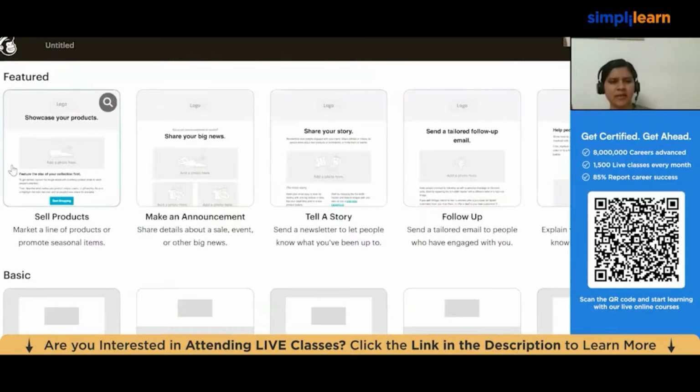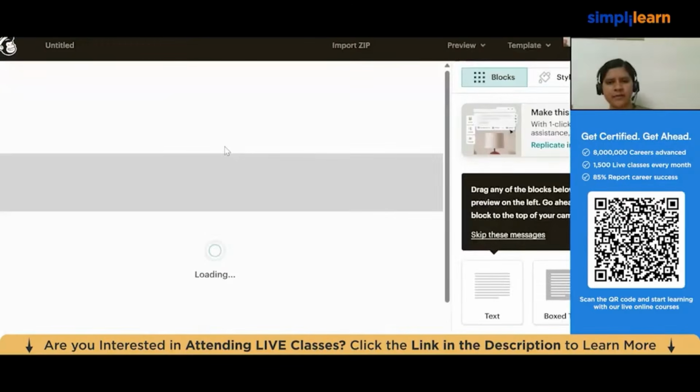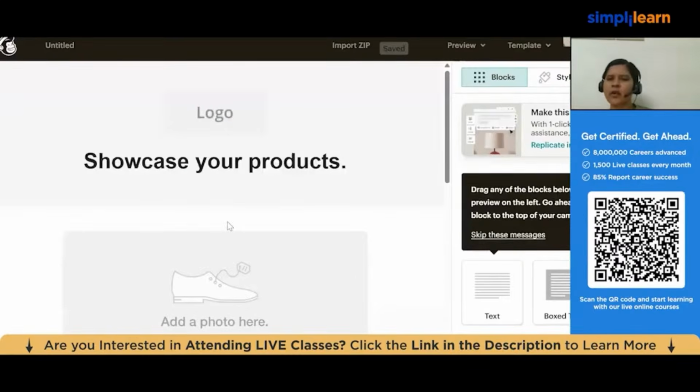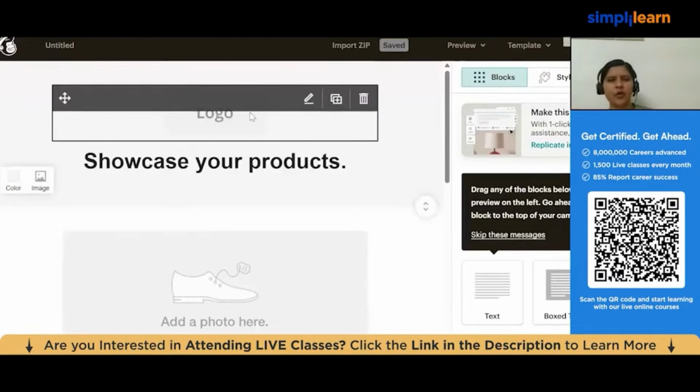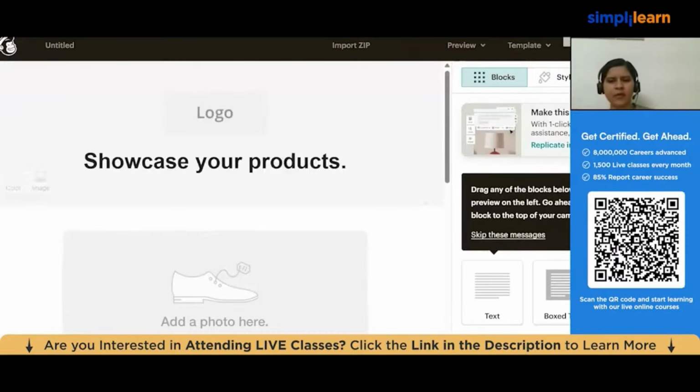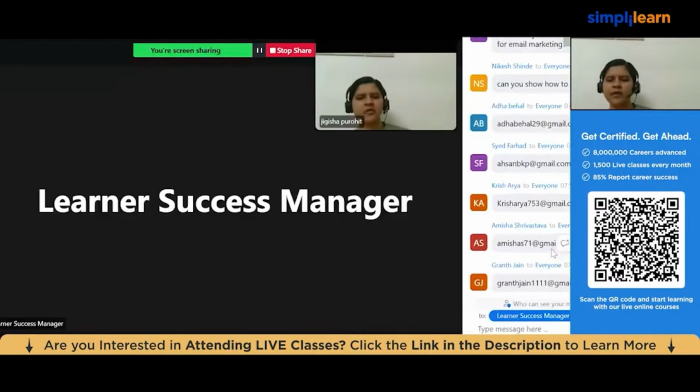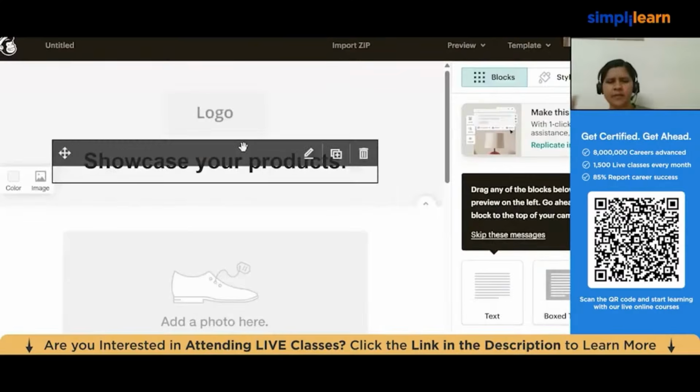I'll just select a basic theme, just to show you how that email body has been designed. Okay, so it is like your Canva only, by the way. Like if you don't want any segment, you can delete it. Have you guys ever used Canva? The way you use Canva is very similar to that.